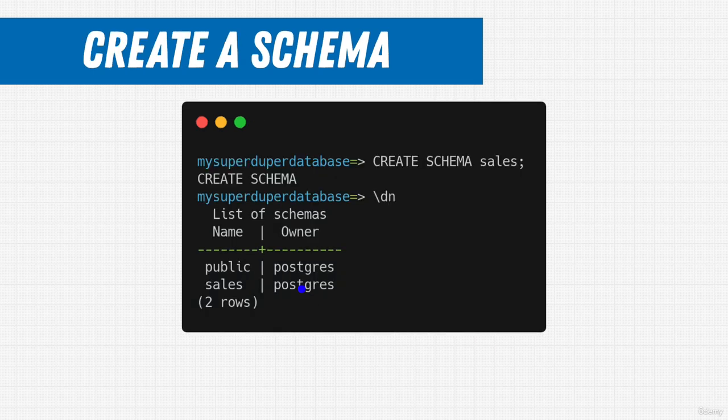And we can create different schemas by using the create schema command. If we created the schema sales, then we would see that we would have a schema sales. And I would say pause the video here and go try this out. Go create a schema. Go create multiple schemas and try out the \dn command and see what happens.